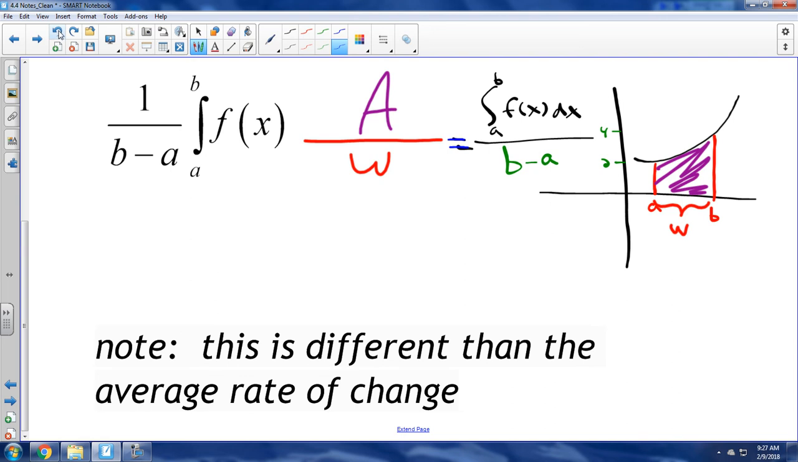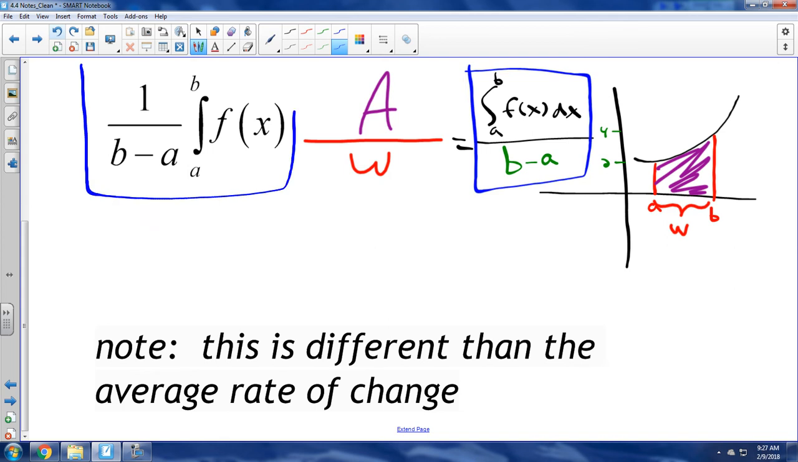And now what I want you to do for just a moment is understand how this is this. Right? These are the same. Samesies.